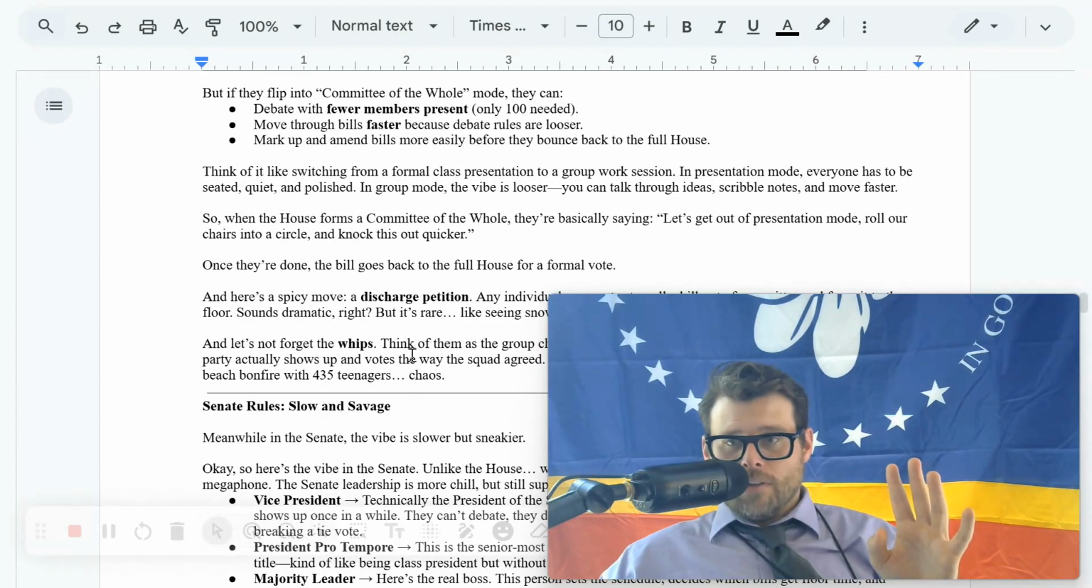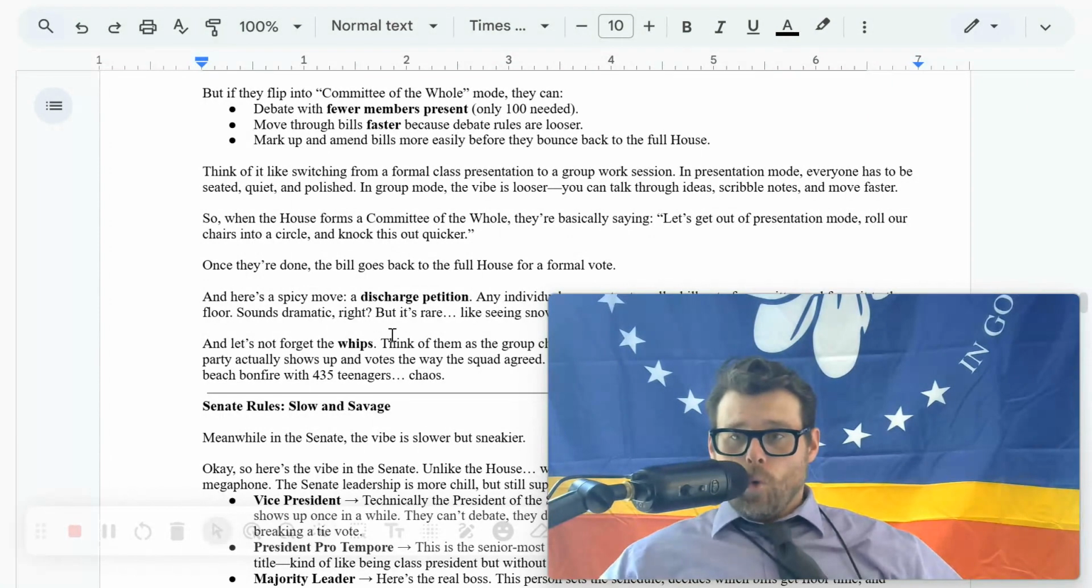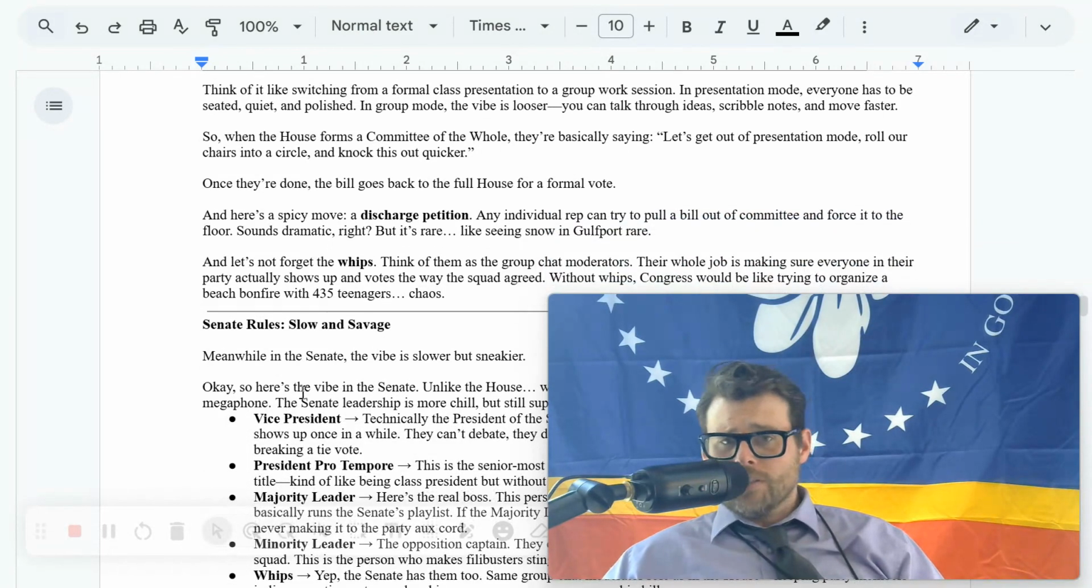In presentation mode, everyone has to be seated, quiet, and polished. In group mode, the vibe is looser. You can talk through ideas, scribble notes, and move faster. So when the House forms a committee of the whole, they're basically saying, let's get out of presentation mode and roll into this group mode, right? This loose vibe mode. Get the chairs in a circle. Knock this out quicker together, and let's spitball and figure this out collectively in this little circle as a whole. And once they're done, the bill goes back to the full House for a formal vote.